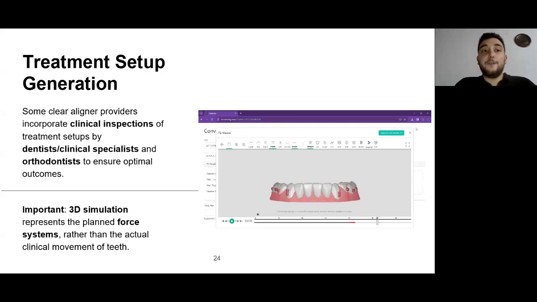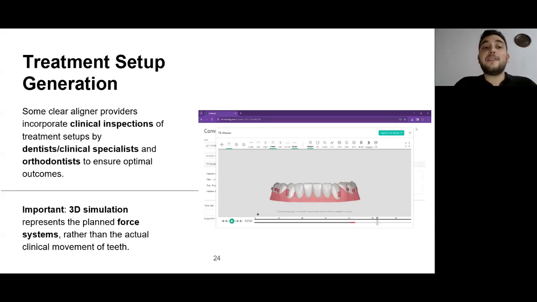They're not fully aware of the predictable amounts of movement, of what movements are realistic to achieve, and what movements might cause issues that harm the patient. For example, if we do an excessive amount of proclination on a certain tooth, we might cause some damage by recession and clinical attachment loss.